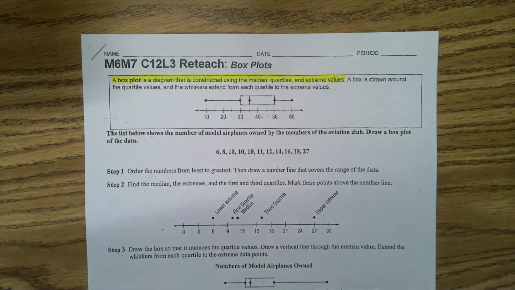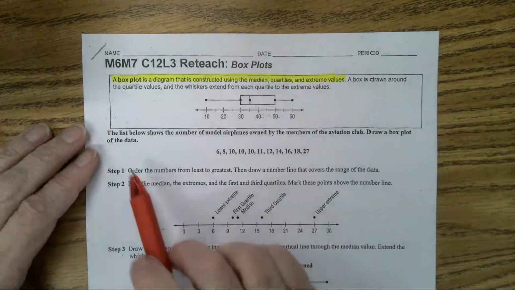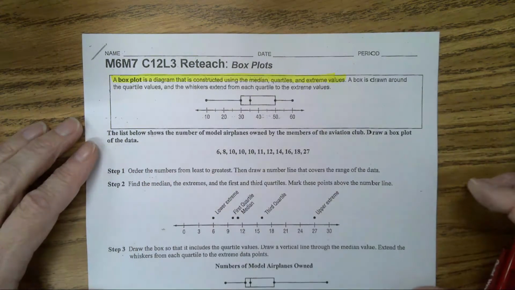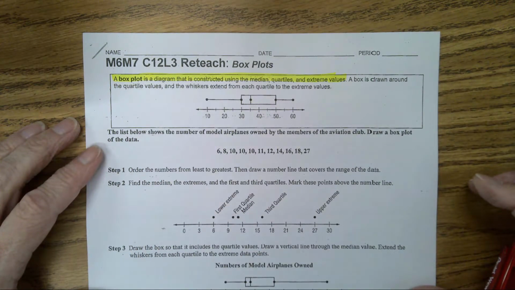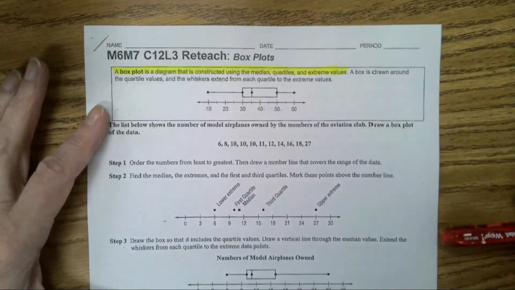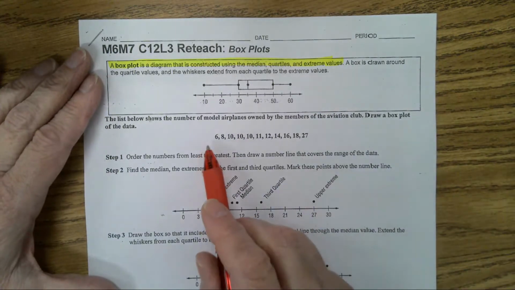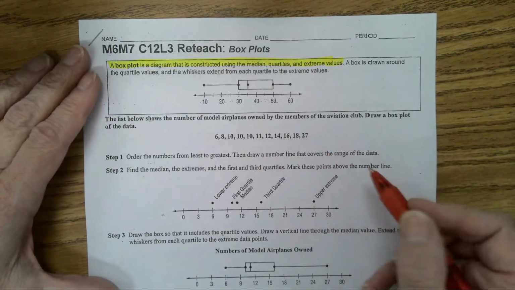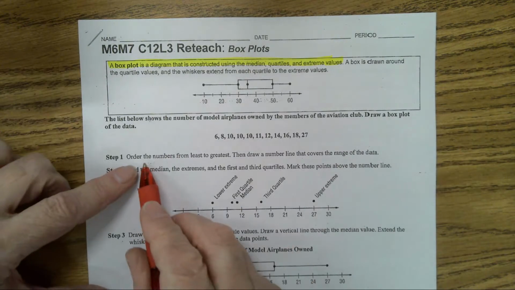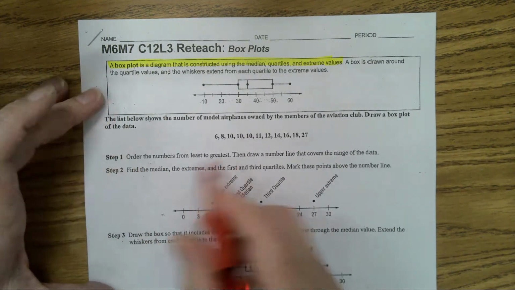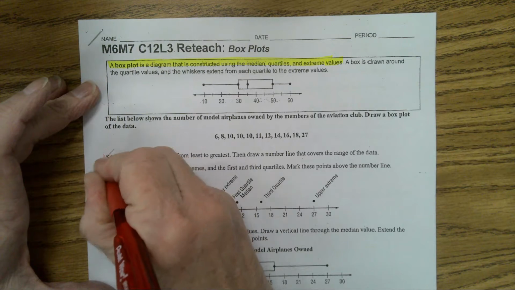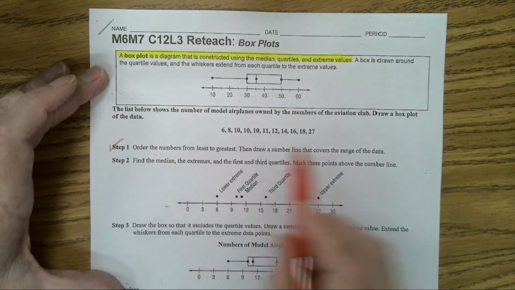So let's look at this list below. The list shows the number of model airplanes owned by the members of the aviation club. Draw a box plot of the data. Well, the first thing that makes me happy is they put them in order from little to big, right? So step 1, they have to be in order. Order the numbers from least to greatest. That was done for us, right? So I'm going to put a check mark. That is taken care of.